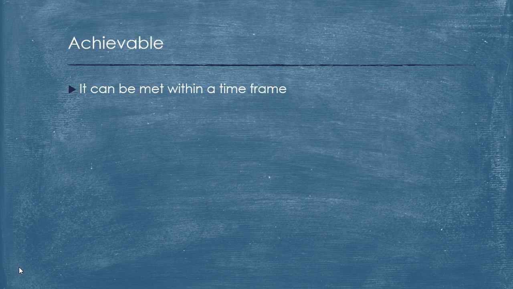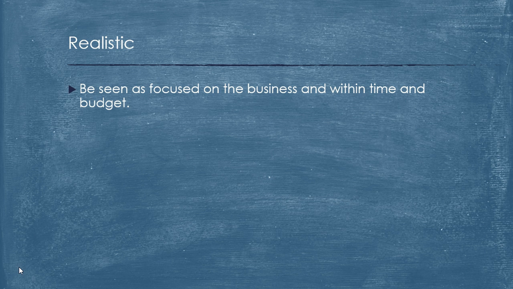Achievable, it's usually got to be met within a time frame. It's also got to be quite fairly achievable within that period. Realistic, really what I'd think about is realistic. Is it realistic where the business is at the moment in terms of budget and in terms of time, and also in terms of where it is in the market?